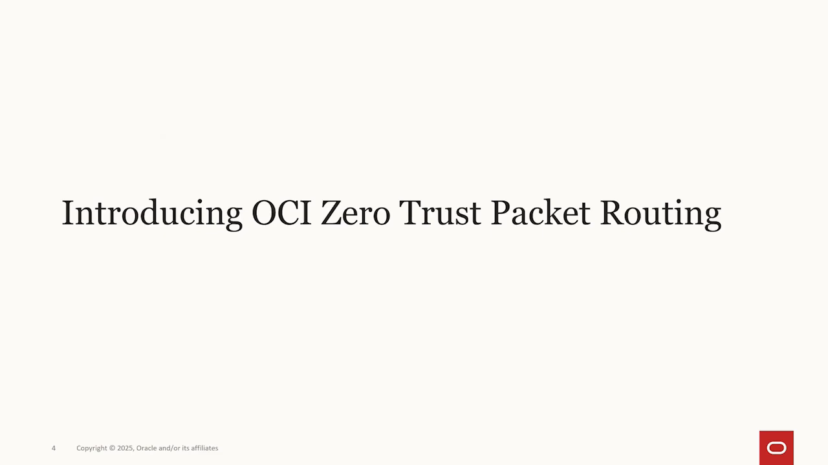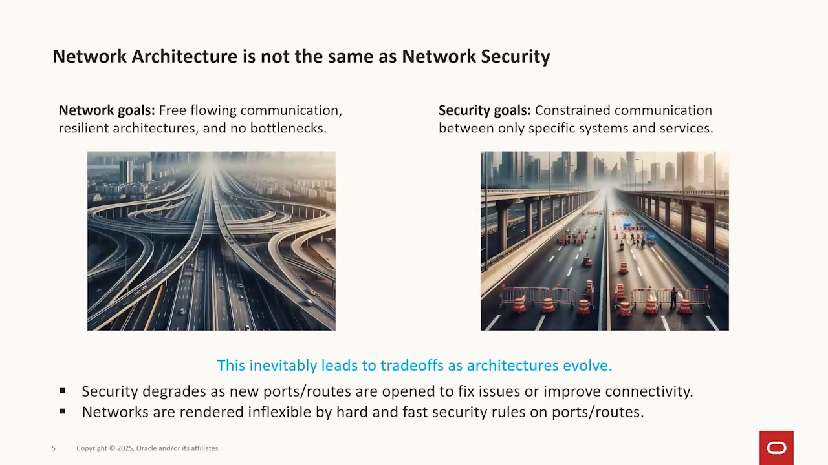So, introducing OCI Zipper. Now, typically in network setups, we have two intersecting goals. The first goal is how to create a network architecture that promotes a free-flowing communication between all your systems, that implements a resilient architecture and ensures that there are no bottlenecks in your network. So that goal is focusing on opening up these pathways between your sources and destinations, deciding on what topology this network is going to look like.